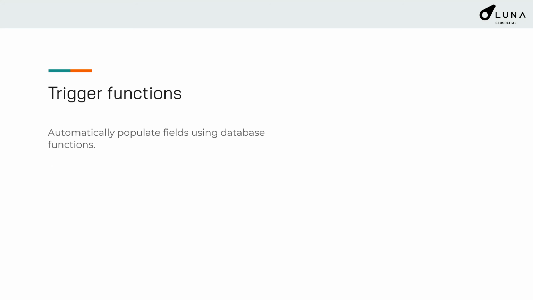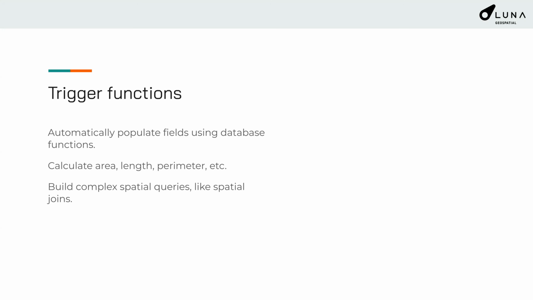We can automatically populate. Trigger functions are great because they allow us to automatically populate fields. And we saw that in the example when I gave the demo, I showed you how we could update specific fields in the database. We could update the area, and we could do a lot more with that. We can calculate area, length, perimeter. We can build complex spatial queries like spatial joins. We can conduct nearest neighbor analysis in real time.